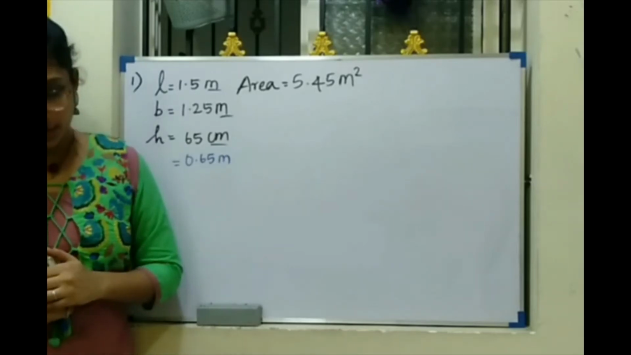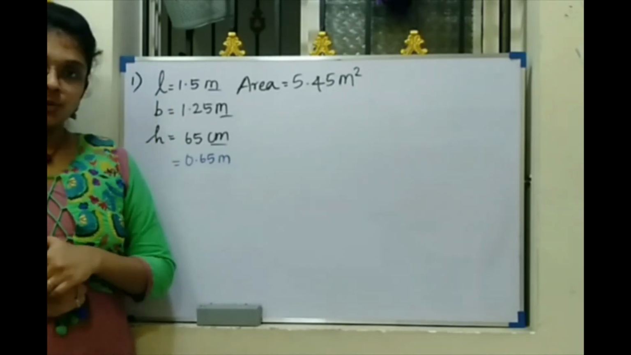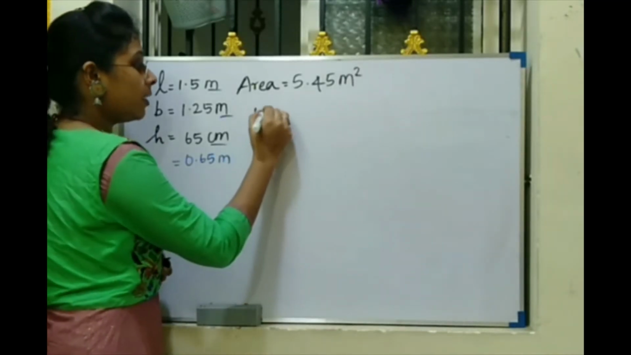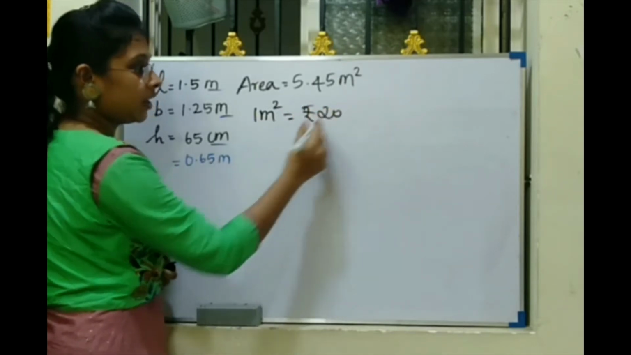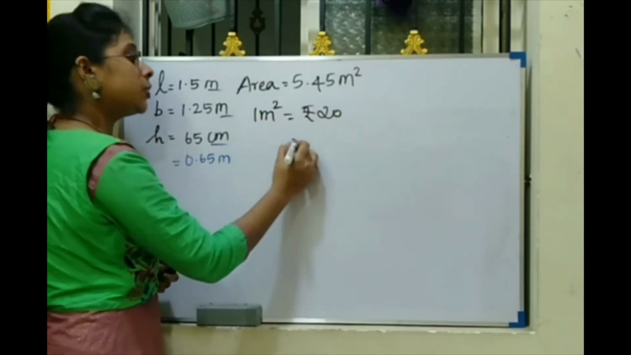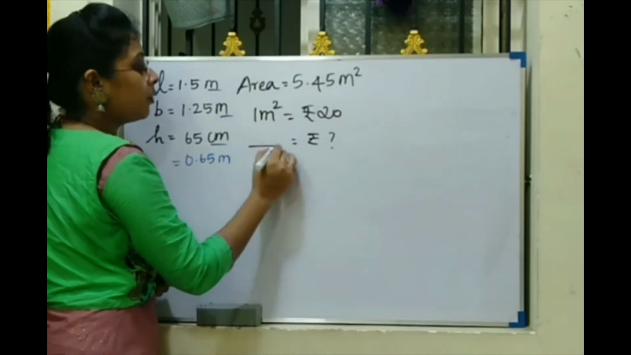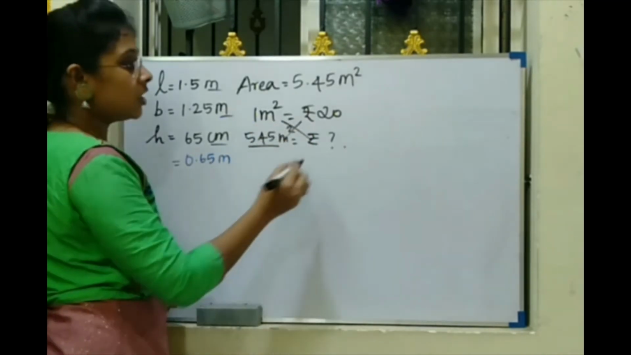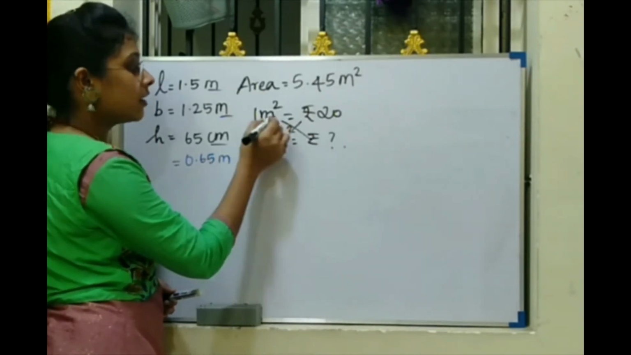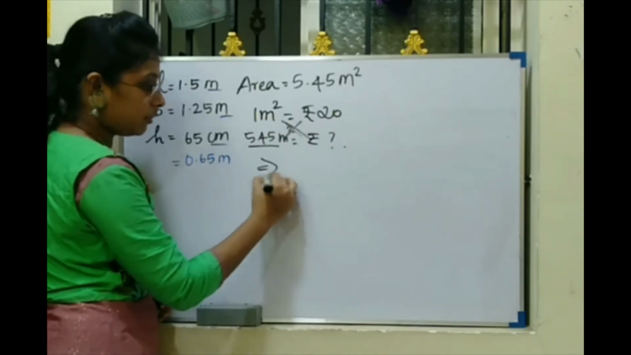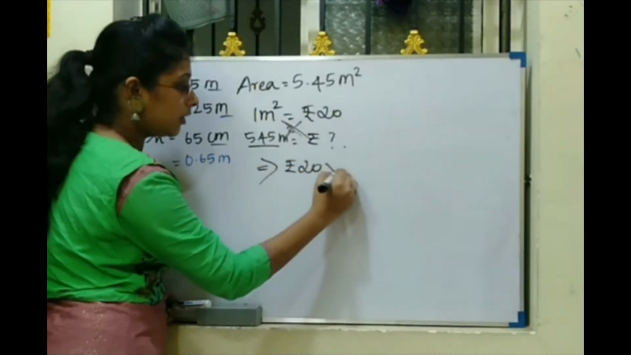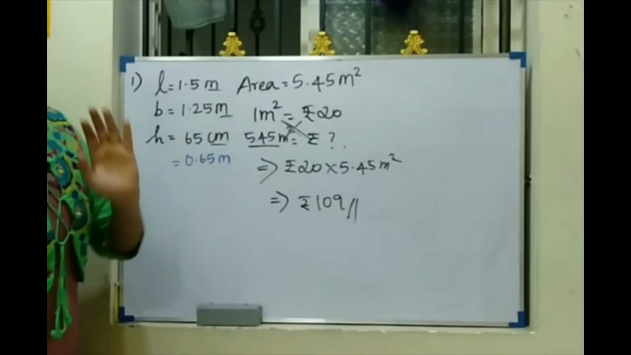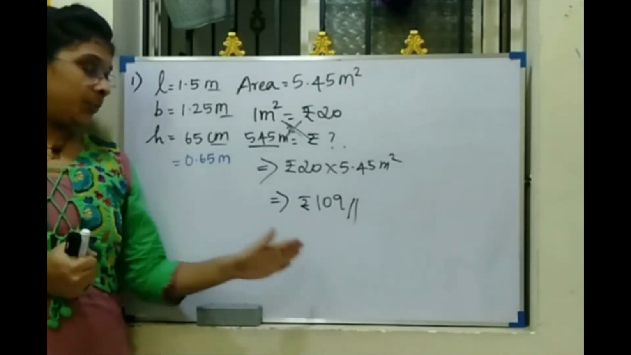Now, what is the second part of the question? To find the cost of the sheet used. So, they have given 1 meter square is equal to 20 rupees. That is 1 meter square costs rupees 20. Then, how much will it cost for 5.45 meter square? So, we have to cross multiply them. This will be an unknown factor. So, to find this factor, we have to cross multiply them. If we cross multiply them, we will get rupees 20 into 5.45 meter square, which is equal to rupees. Therefore, the cost of the sheet required is equal to rupees 109.